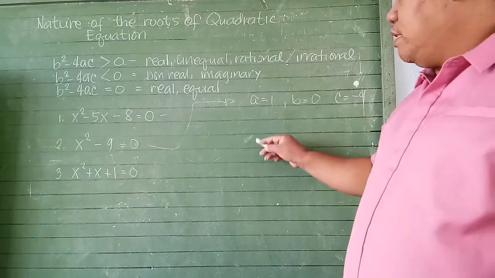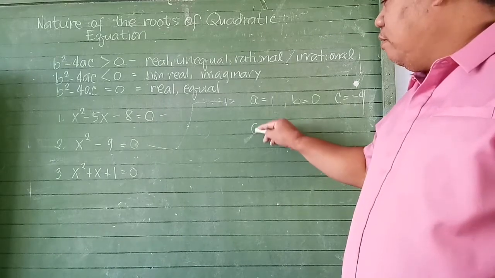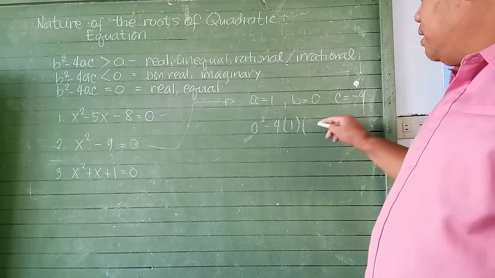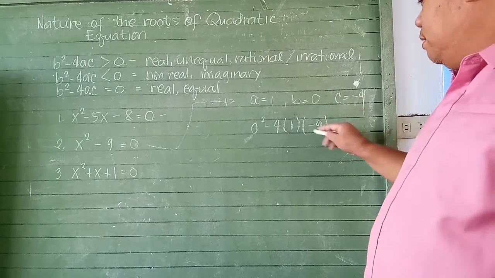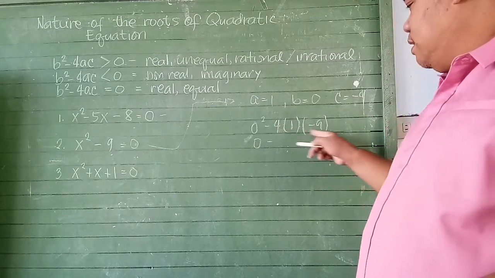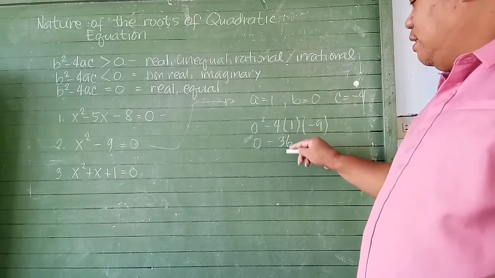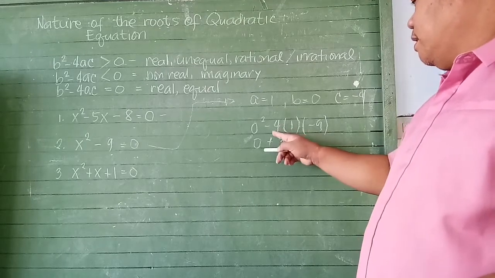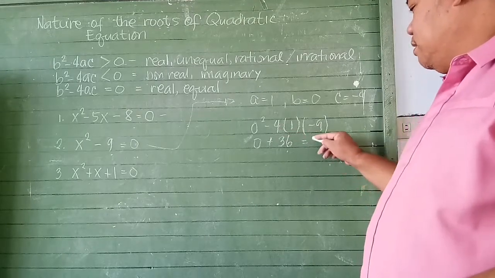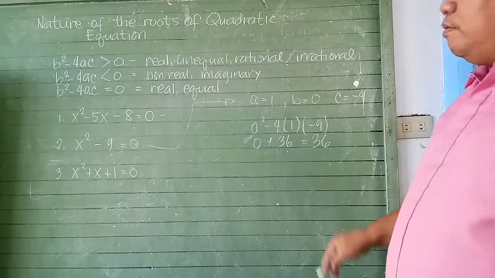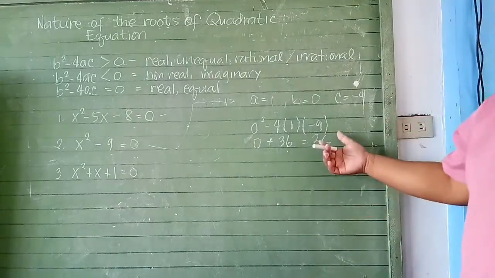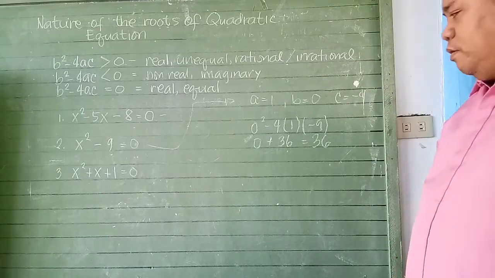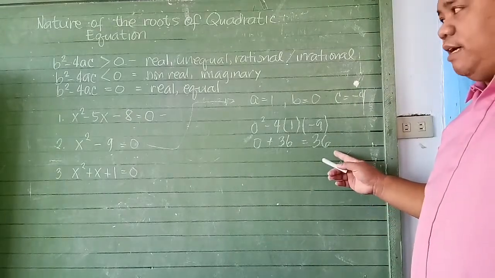Now let's solve through the discriminant. Our b is 0. 0 squared minus 4, our a is 1 and our c is negative 9. So this is 0 minus, this is 36. Plus 36, negative and negative. So this is 36. Now, where does it belong? It belongs here, again in the first type, wherein the discriminant is greater than 0.